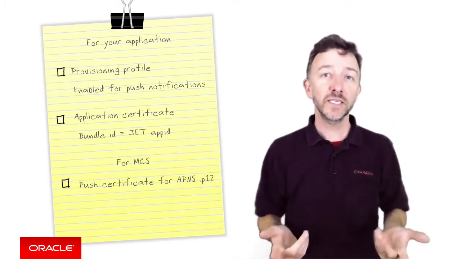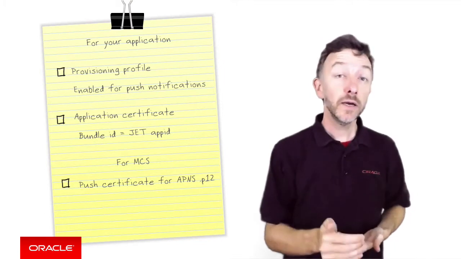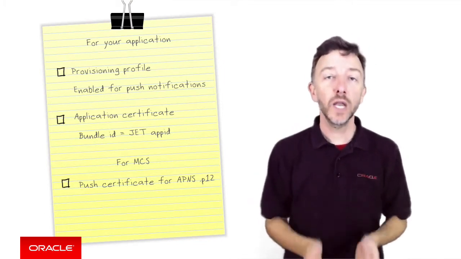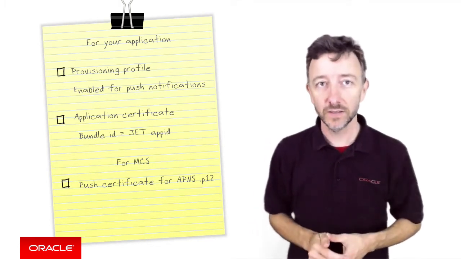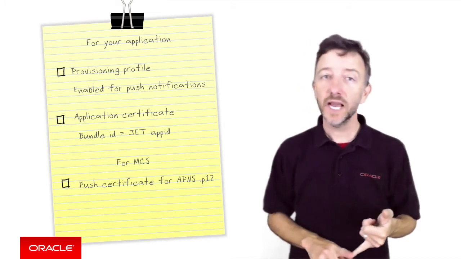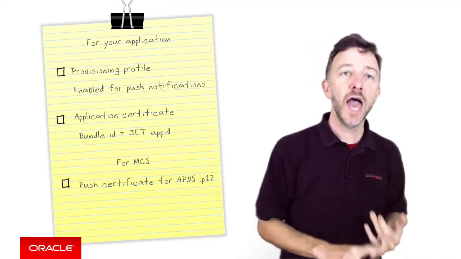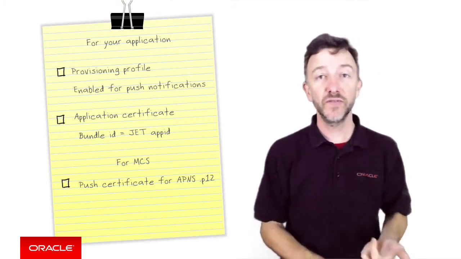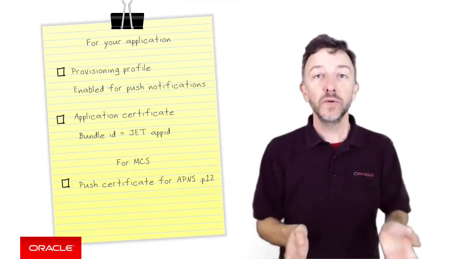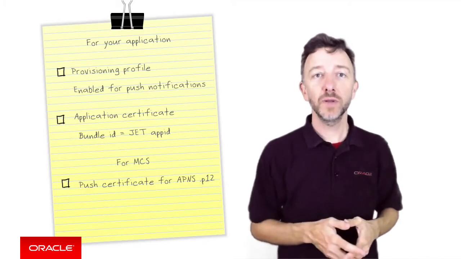Now the certificate, which we will upload in MCS later, will allow MCS to send push notifications to APNS to relay to the device and the application. So as a recap, we need a provisioning profile for the application, an application certificate, and an APNS push notification certificate as a P12 file. With all of this in place, we can now return to our Oracle JET application.